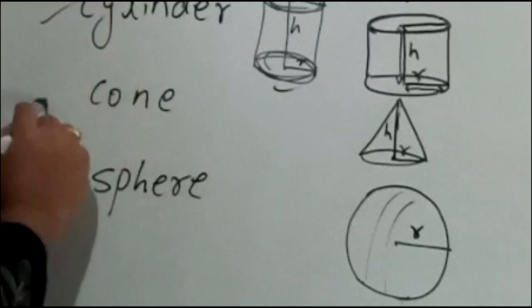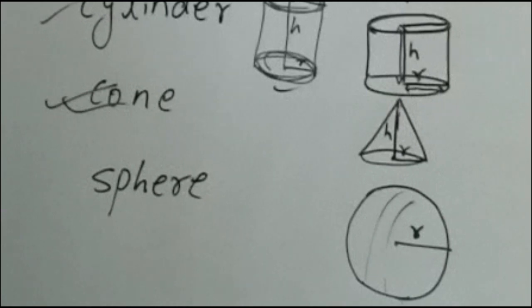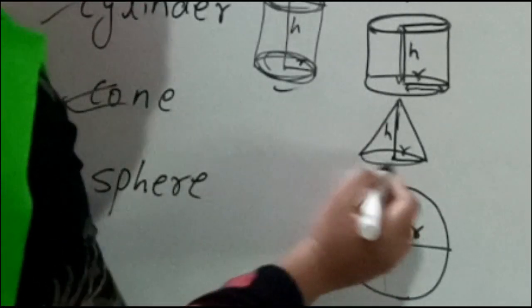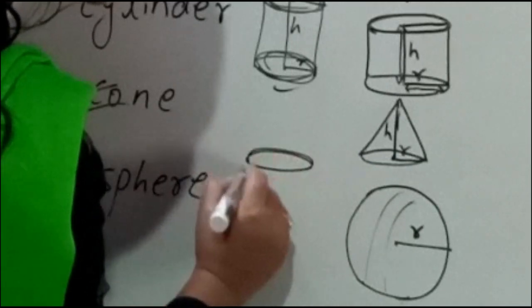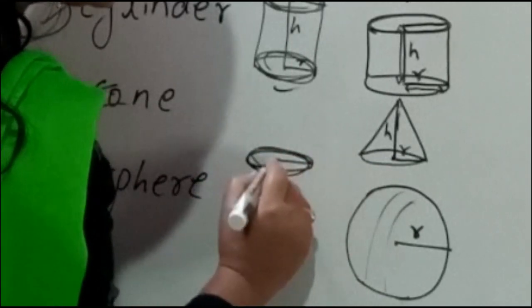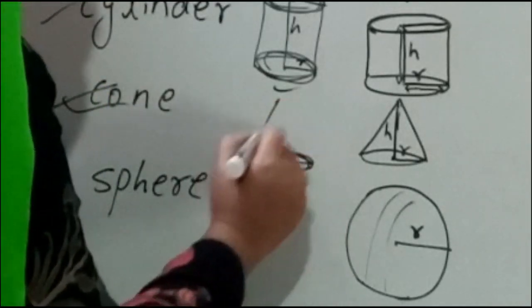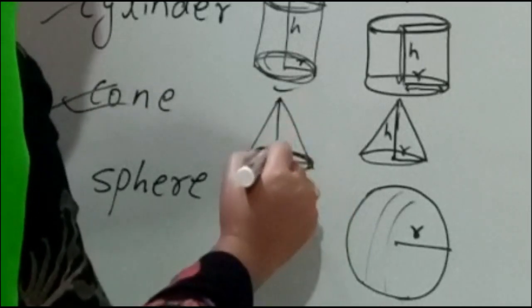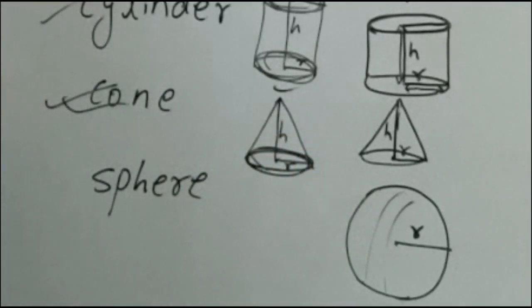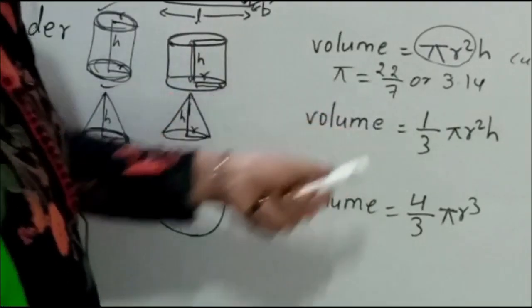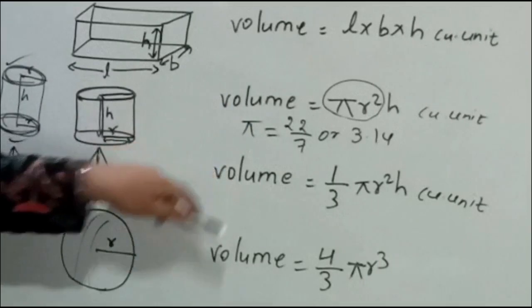Next comes the cone. Cone, you see. A birthday cap is a correct example for a cone. All of you saw this cone. Cone also has one circular shape at the bottom. This is the center, and from the center to here is called radius. Then this point to this point is known as height. Clear? This is cone. The formula is volume of cone equal to 1 by 3 pi r square h, cubic unit.